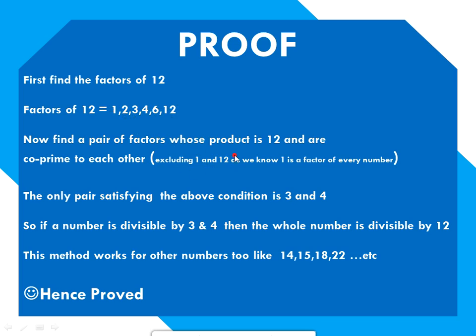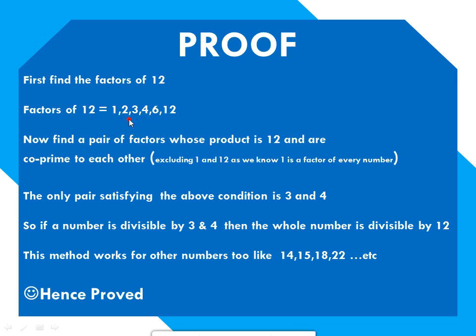So excluding 1 and 12, we have to find a pair of numbers who are co-prime to each other and whose product is 12. Here the only pair is 3 and 4, because 2 and 6 are not co-prime. They have 2 as their highest common factor. In order to be co-prime, the highest common factor should be 1. So if a number is divisible by 3 and 4, then the number is divisible by 12.